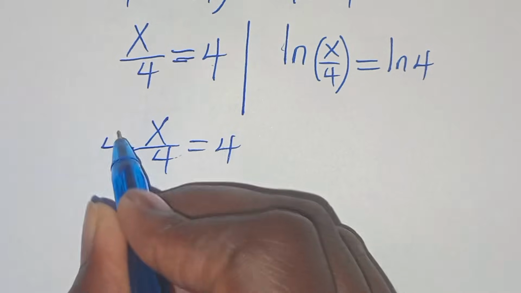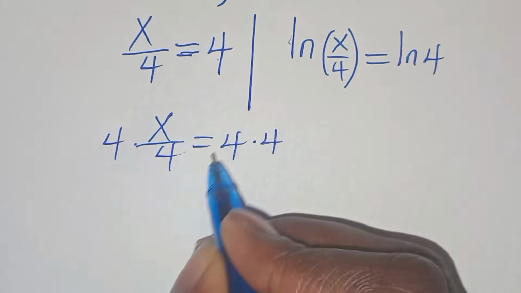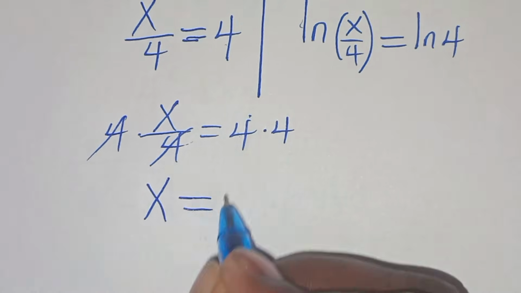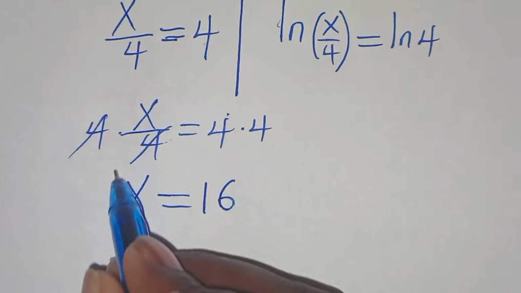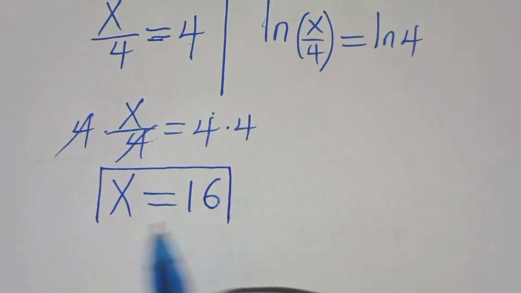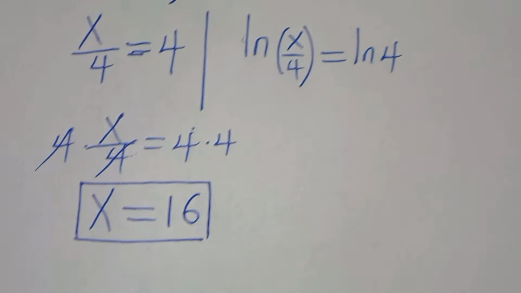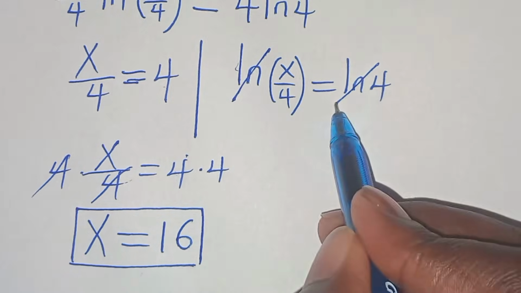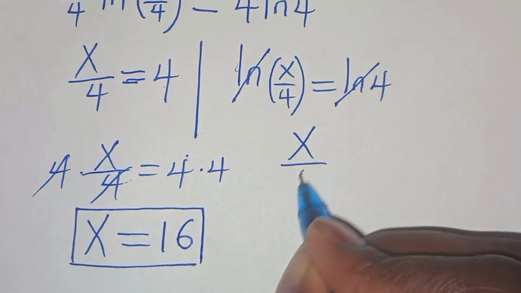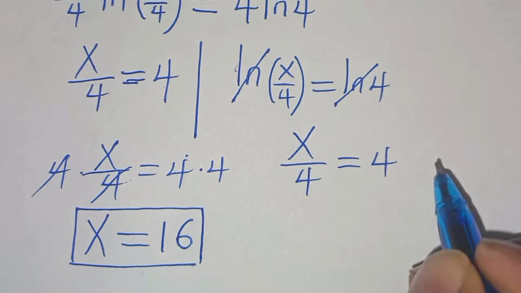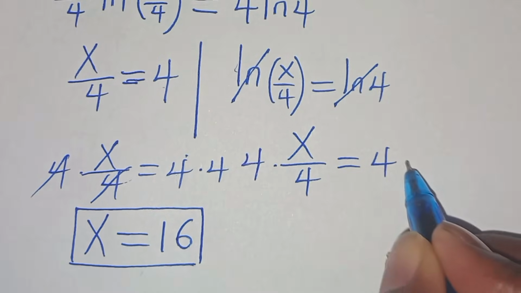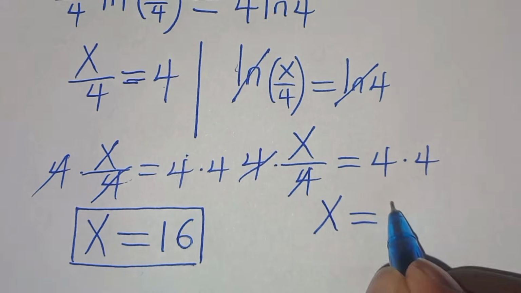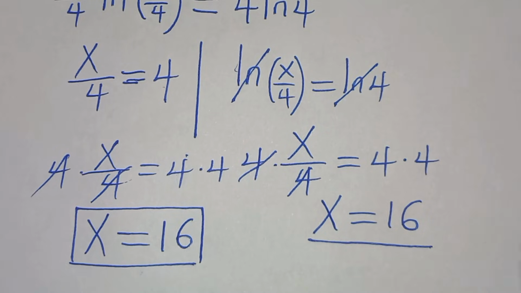Let's multiply both sides by 4, and this implies that x is equal to 16. So we have the value of x equal to 16. Now here we can simplify ln and ln, so that we have x over 4 equal to 4. So let's multiply both sides by 4, and what this means is that x is equal to 4 times 4, which is 16.